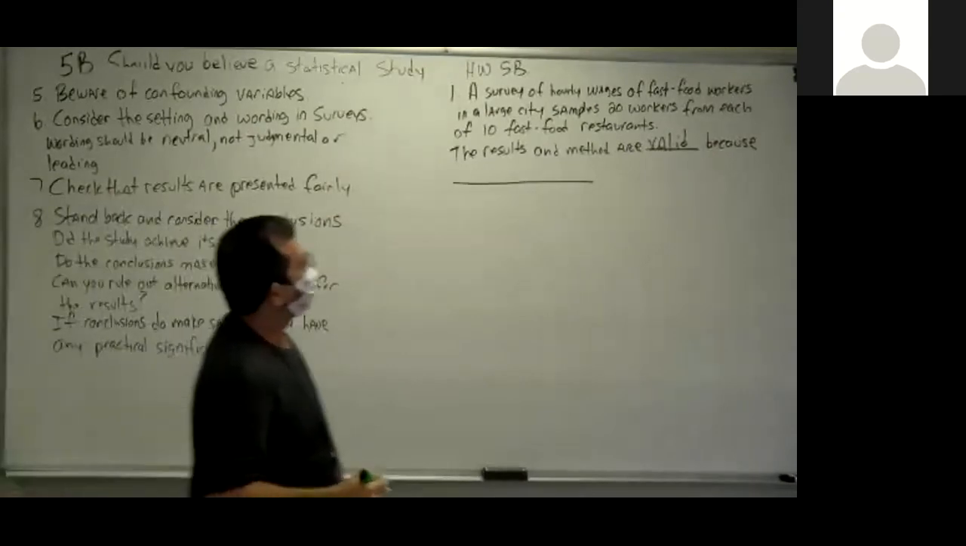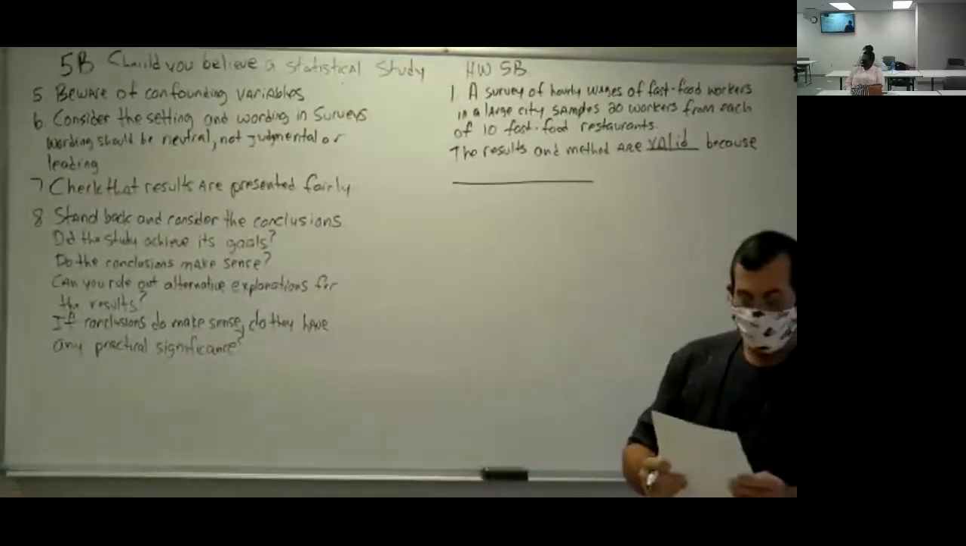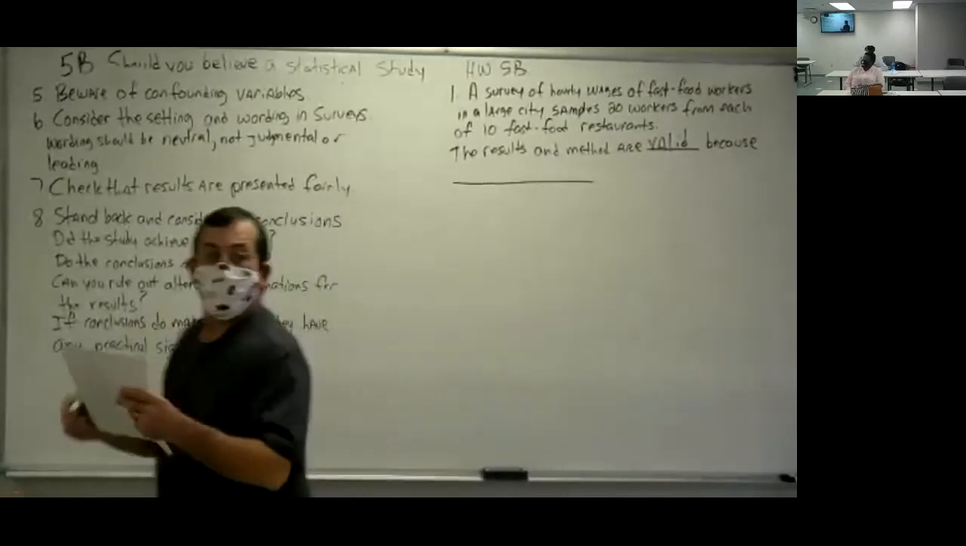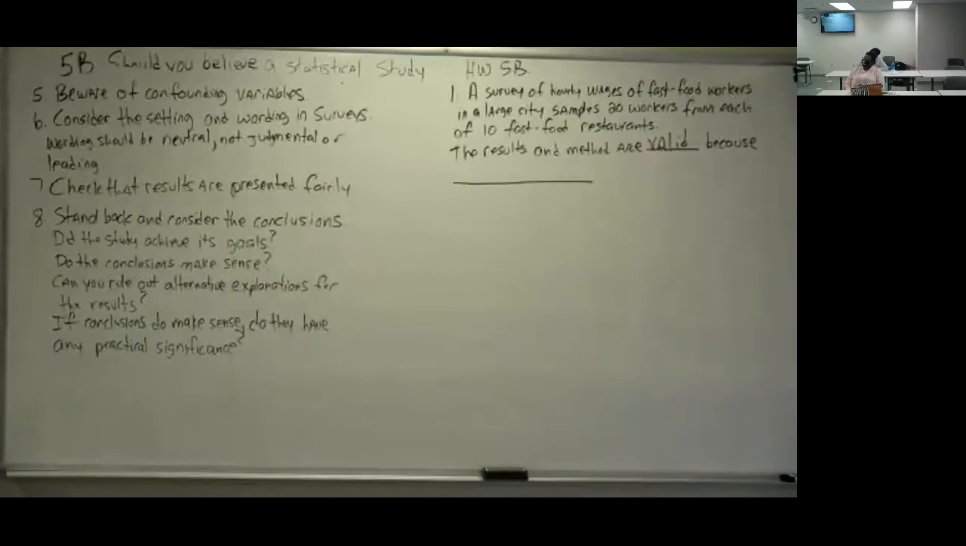Now, on the because part, here are the 4 answers they're giving me. Because the entire sample is large and diverse. Because 20 workers are not enough to form a meaningful conclusion. Because 10 restaurants are not enough to form a meaningful conclusion. Or because only fast food workers were sampled. But we said this was valid, right? So we want a reason that would strengthen our validity.